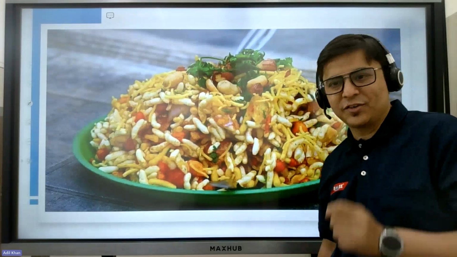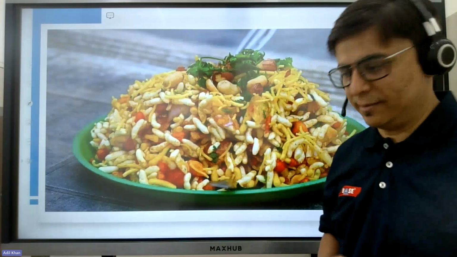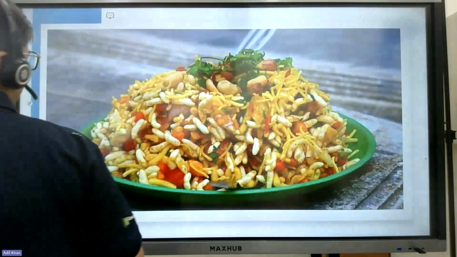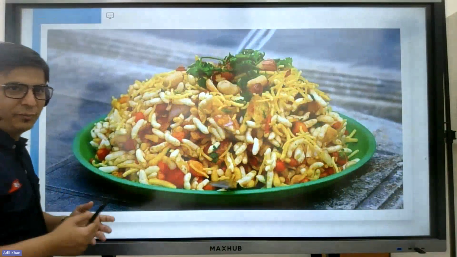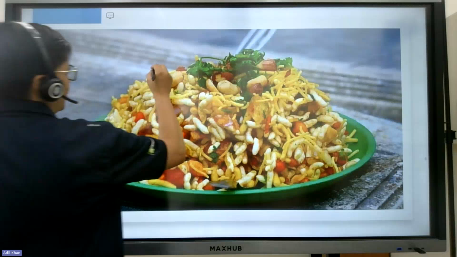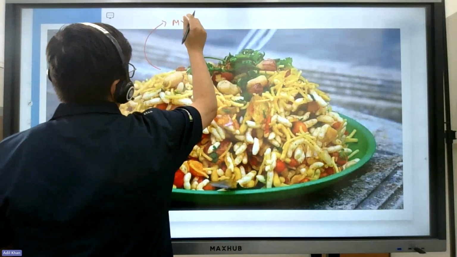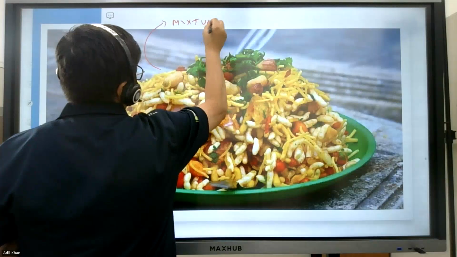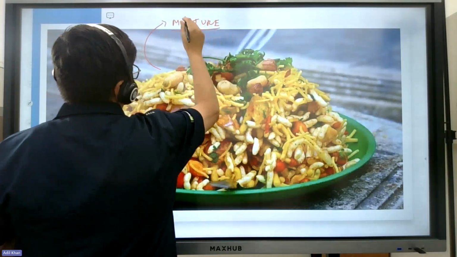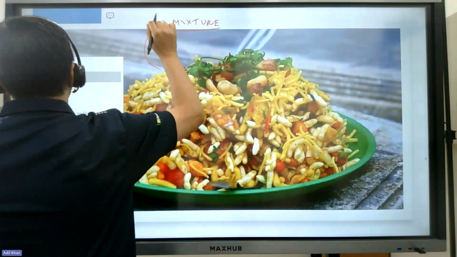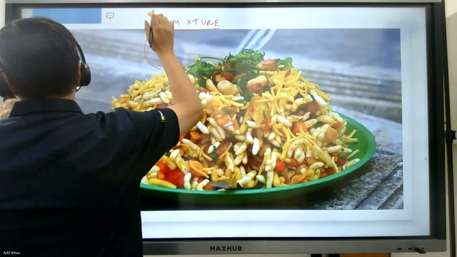Bhel puri in chemistry explains which concept? You go and tell the vendor, give me one mix of bhel puri, right? So using bhel puri, we are going to discuss the concept of mixture. Bhel puri is an important type of mixture.